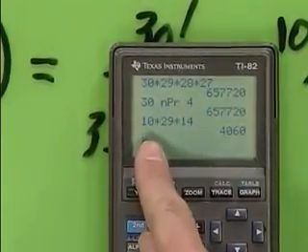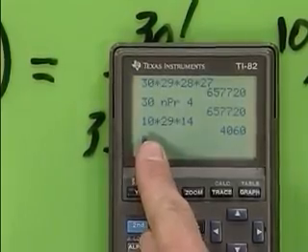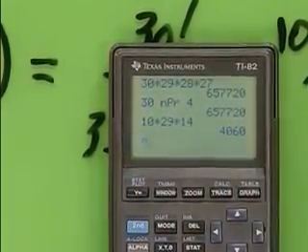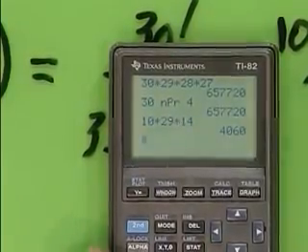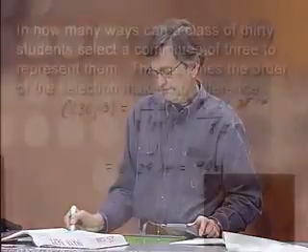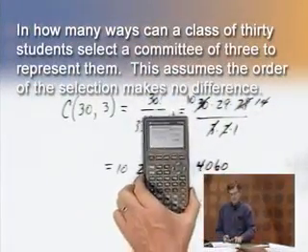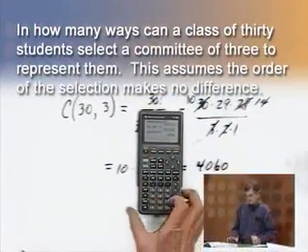Now we're selecting how many committees of 3 people could be chosen. And look how much smaller it is. Of course, we're only choosing 3 people, but it's just over 4,000, or 4,060. Okay, now here's an alternative to solving that problem.